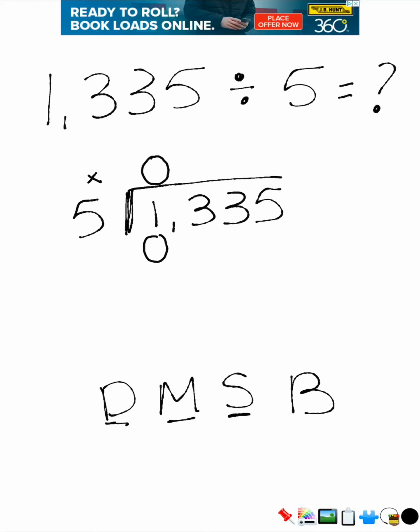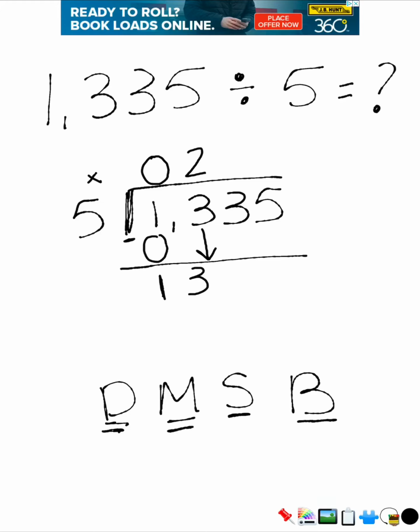My next step is to subtract those. 1 minus 0 is 1. And my next step is to bring down. And remember that you can only bring down one number at a time. Okay, and now my steps start over again. How many times can 5 fit into 13? So here's my division step. Well, I know 5 times 2 is 10. 5 times 3 is 15. That's too much.